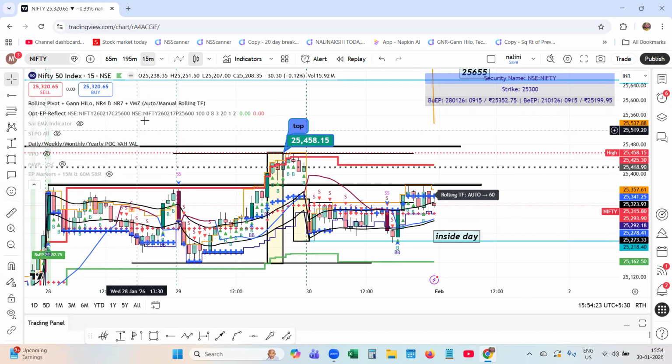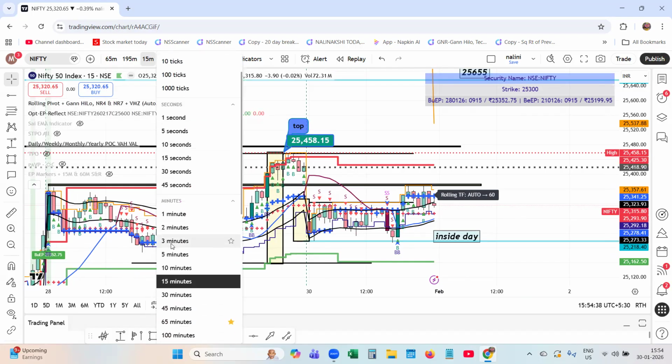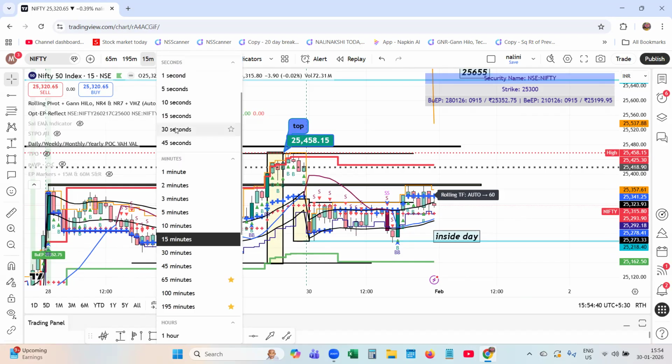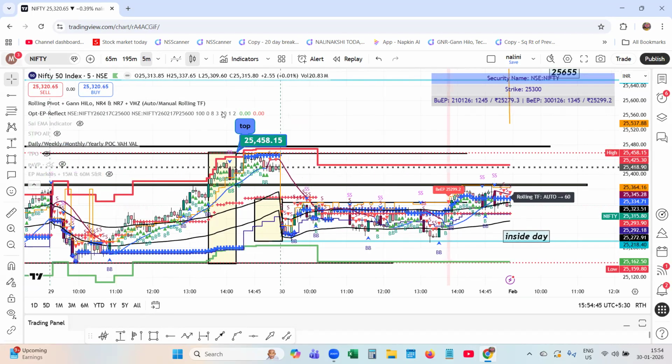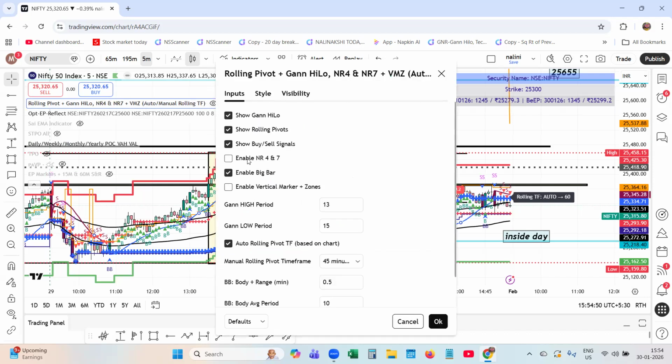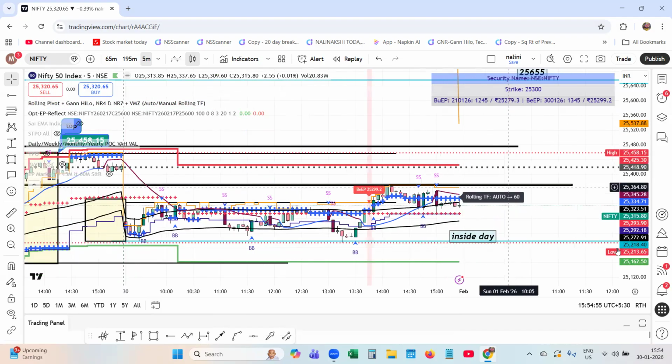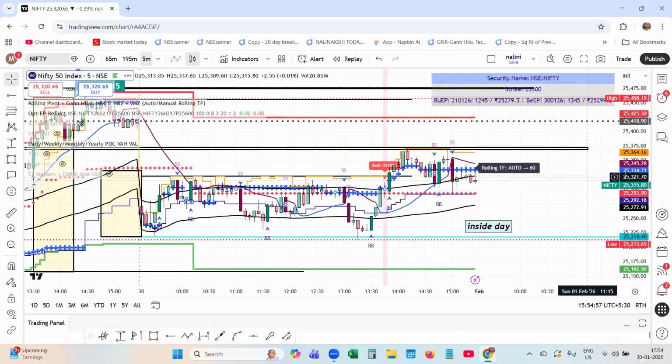I'm enabling the market memory POC, rolling pivot, Gann Hilo, and the episodic pivot also. There are three indicators enabled over here. Let me go to the lower time frame so that you can see how to take the trade. Let me disable buy sell signals in the rolling pivot. Now, I just wanted to show the market memory POC.